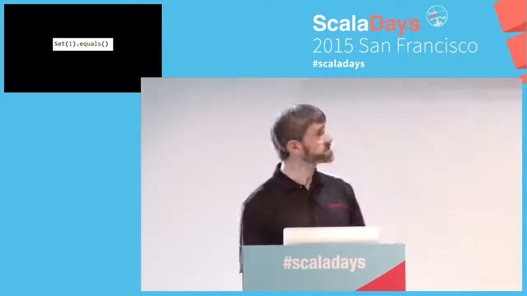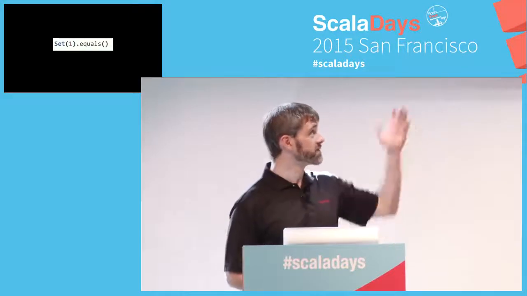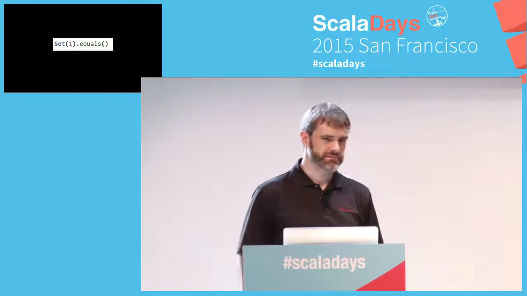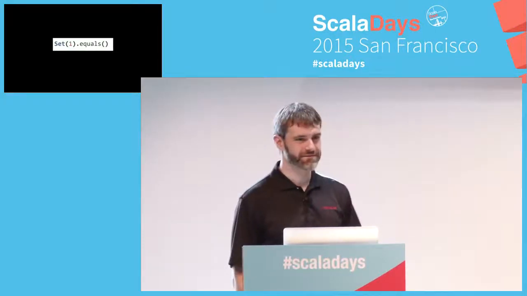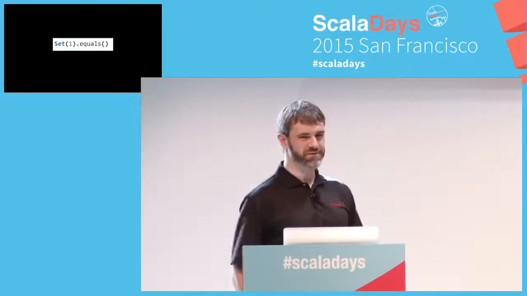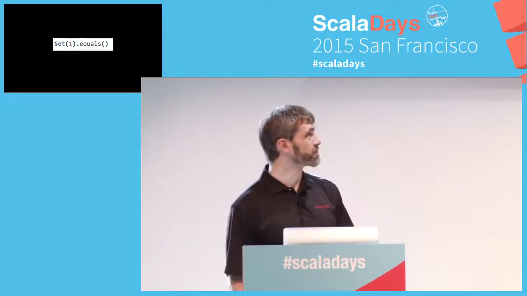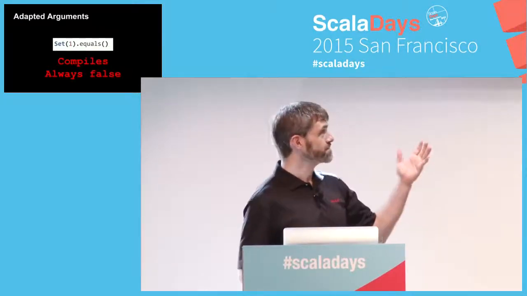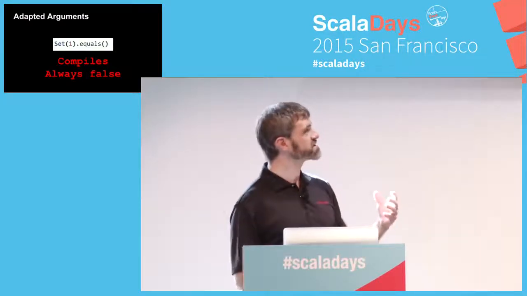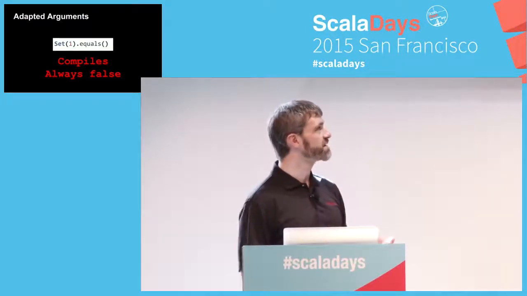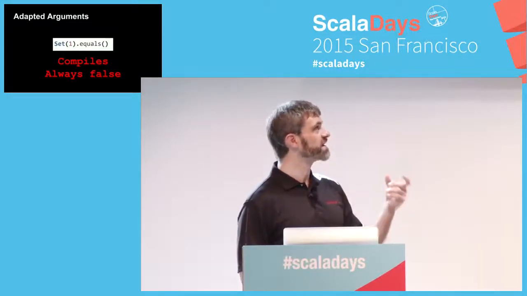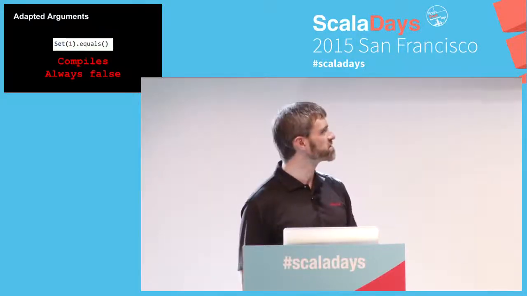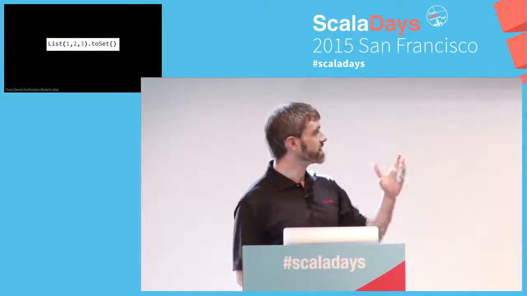Moving on. Here's another example of some code. This code compiles. What does it do? It always returns false. We've created a set, and then we're looking in that set for the unit value, which is never there. Well, this isn't good. Why is that happening? It's because Scala allows the arguments to be adapted, and it's seeing those parentheses, like I say, as an instance of the unit value instead of the parentheses that you probably meant to put a value inside of.